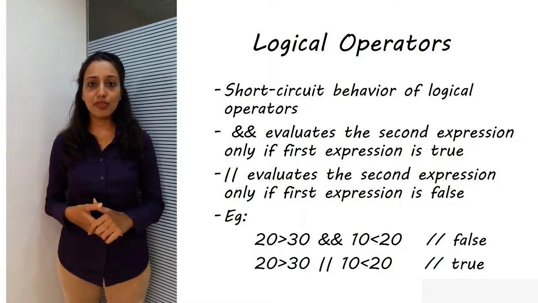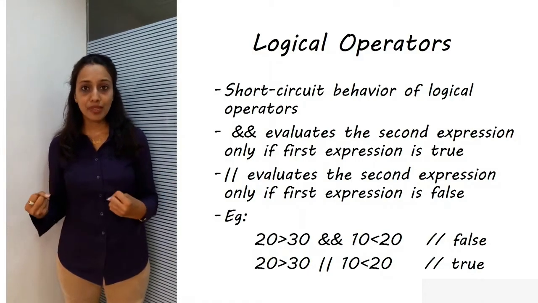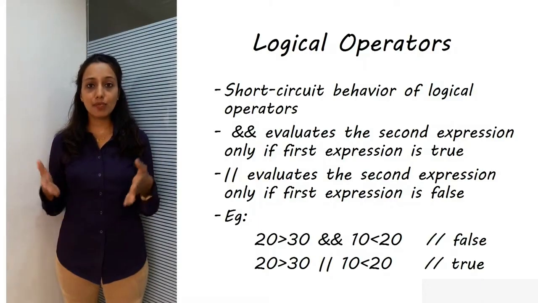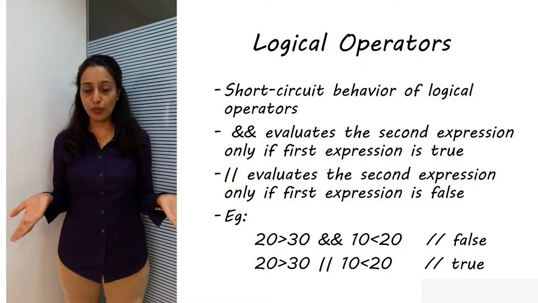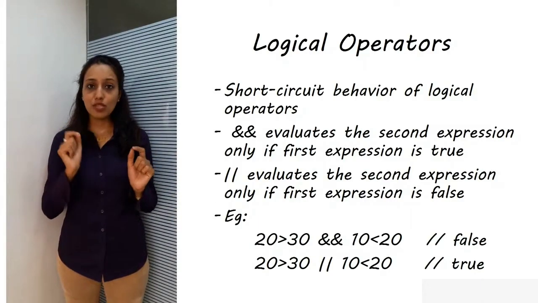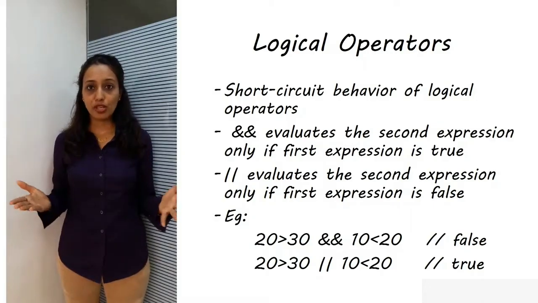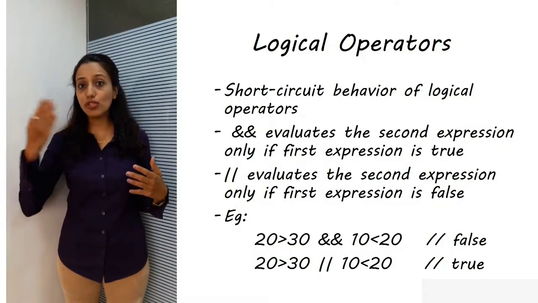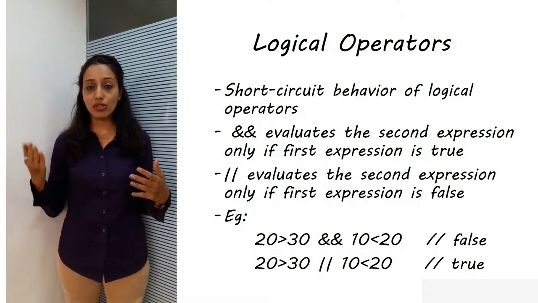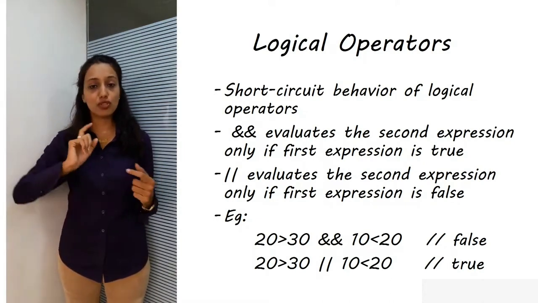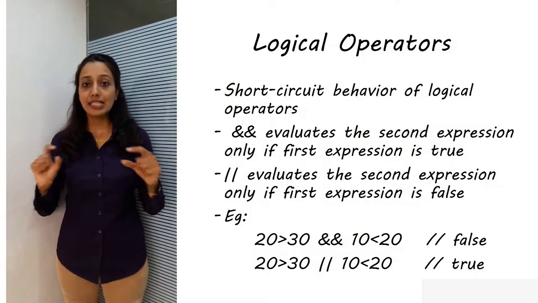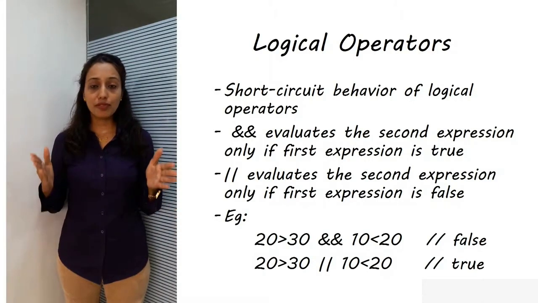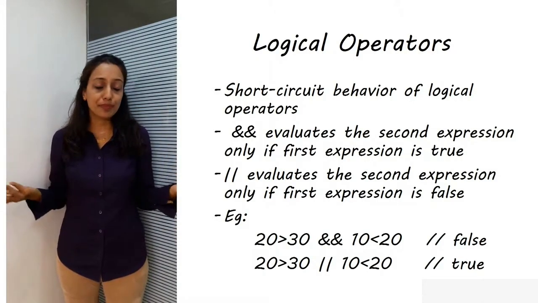So look at the example on the screen. We have taken an example wherein we have 20 greater than 30 and 10 less than 20. Now for ampersand, it is important that both the conditions should be true. In the first case, 20 greater than 30 is false. So ampersand will not bother to go and check the second condition, even though it is true, 10 less than 20. It will not bother because the first condition is false, so it will automatically return false. This is short circuit behavior. It stopped at the first expression only because it was false.